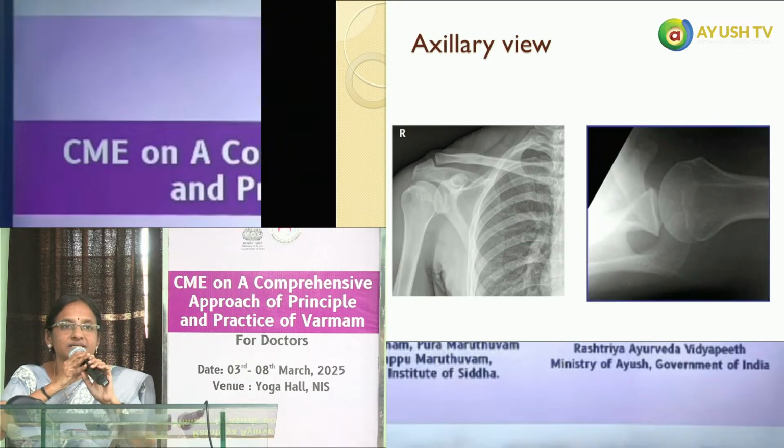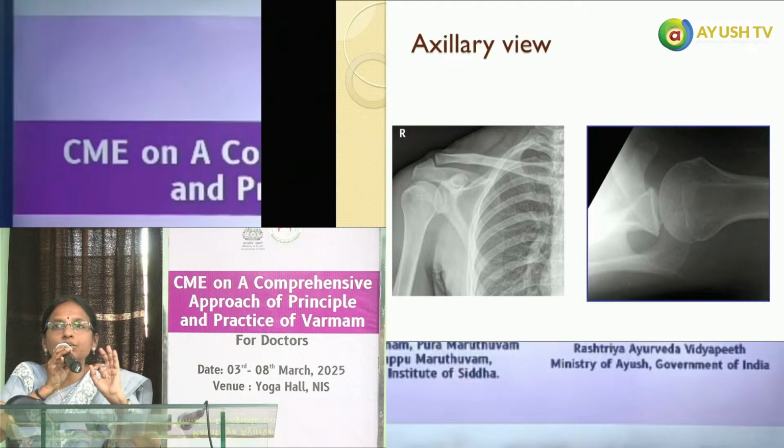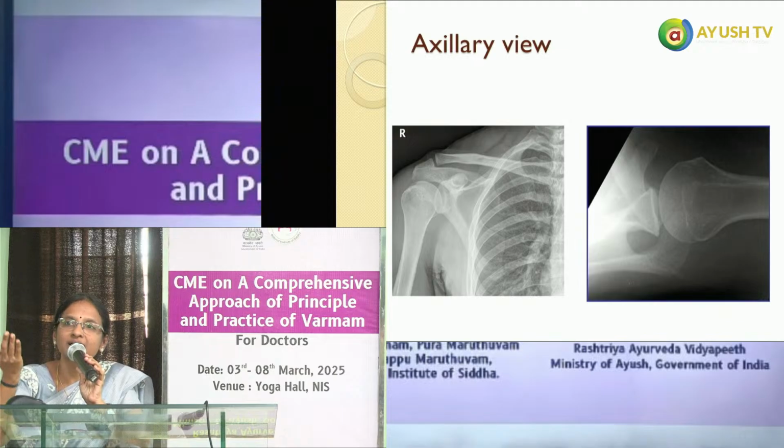So this is the importance of the axillary view. The first picture is the routine anteroposterior view of the shoulder joint. Look at the scapula: how much is seen? Only half is seen. The other half is behind the rib cage. There is the shadow of the ribs and the shadow of the lungs overlapping on top of it. So the scapula cannot be assessed properly.